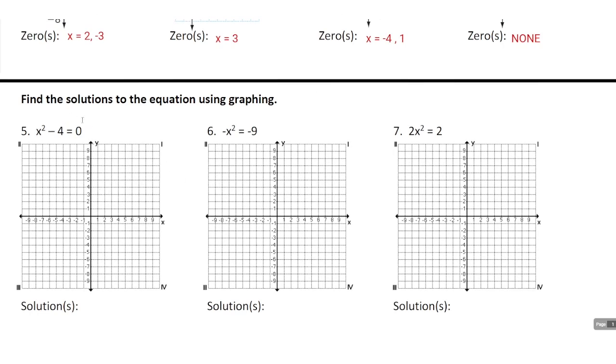Okay, so for number 5, we're trying to solve this by graphing. And this is just the parent function being moved down 4 units. You can find the vertex by doing negative b over 2a, but there's no b here. So the vertex is just going to be at 0, negative 4, which is right here. The negative 4 comes from actually plugging in the 0.